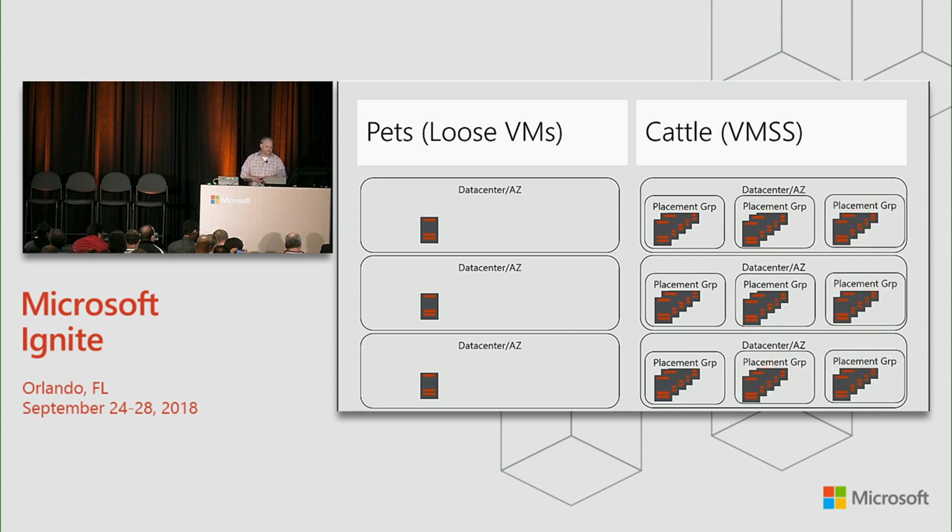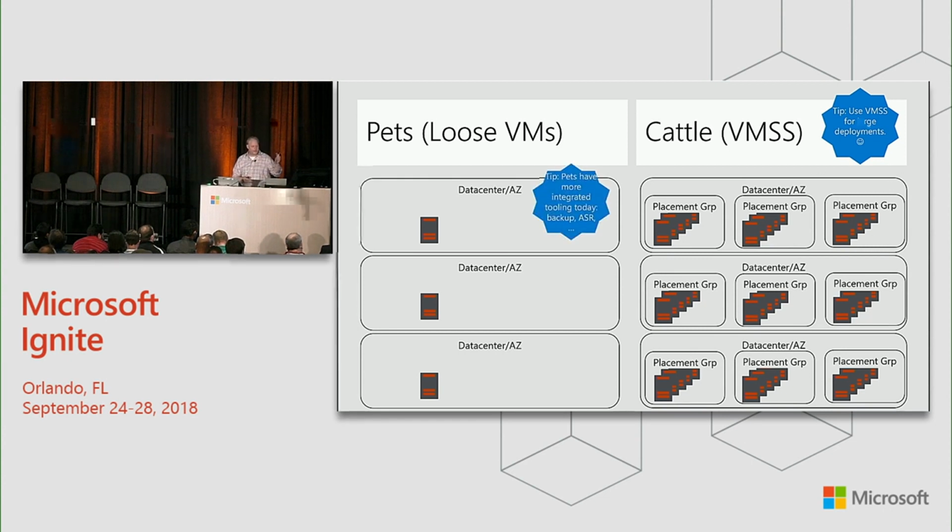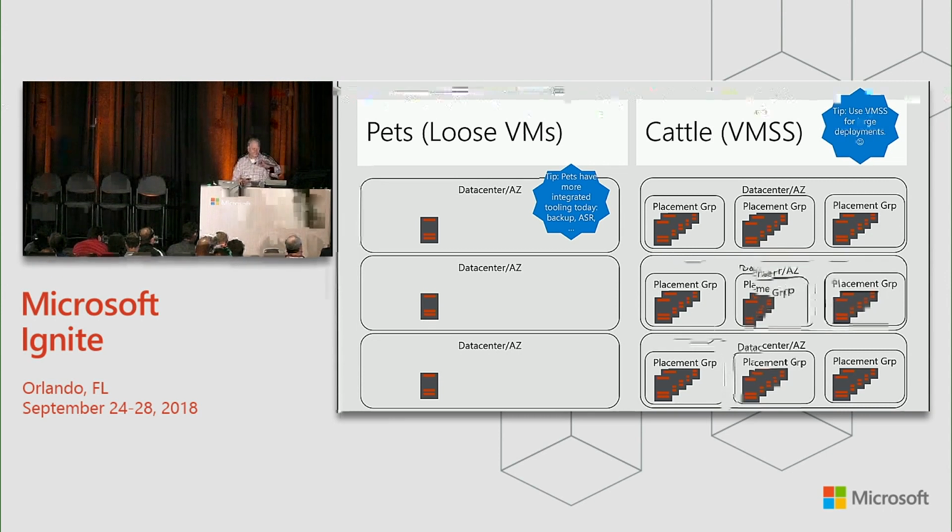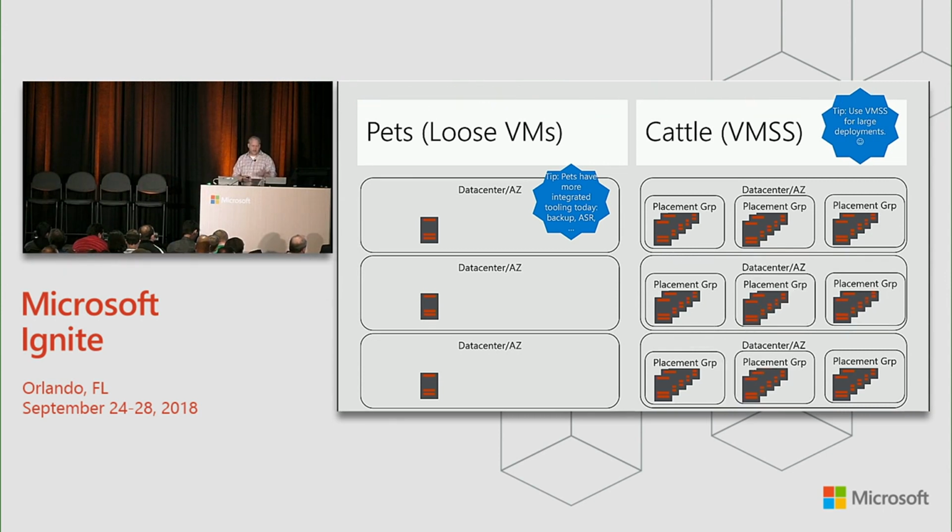And so a tip here, a simple, easy one. Use VM scale sets for really large deployments. That's kind of a no-brainer. Now, and sorry, another tip I forgot. So with single VMs, though, definitely look at solutions like backup and ASR to have higher availability in our tooling.